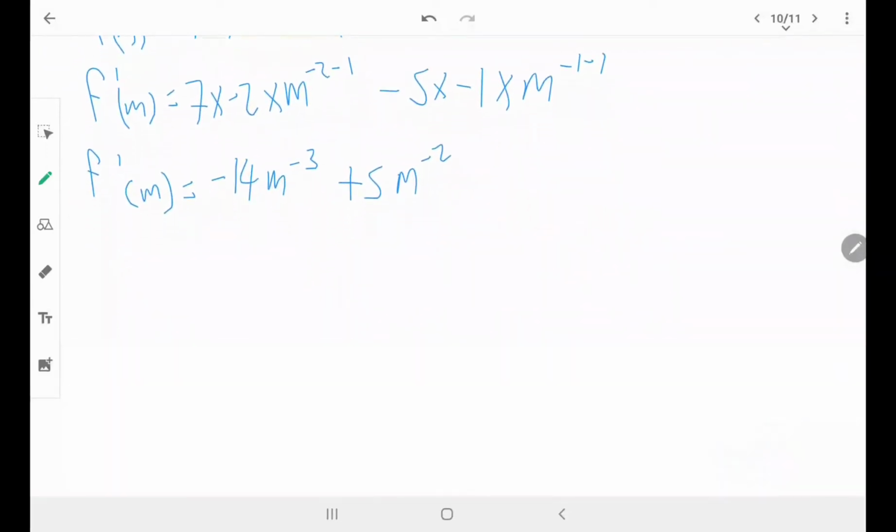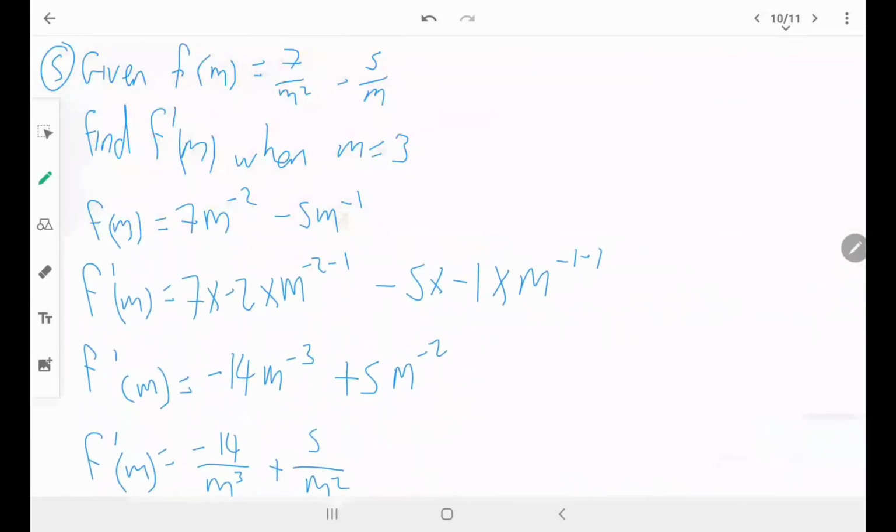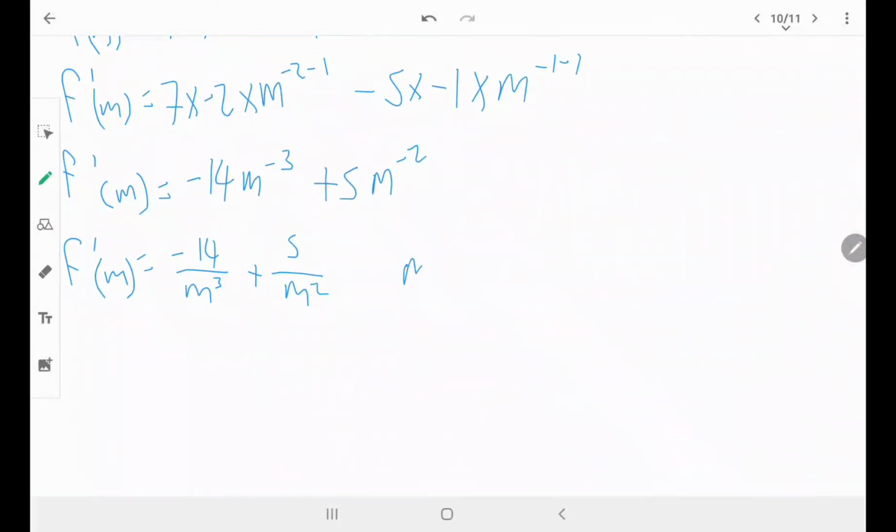Now I'm going to rewrite this as f dash of m is minus 14 over m cubed plus 5 over m squared. Now we have a little look. I've got to find it when m is 3, so m equals 3. So our f dash of m is minus 14 over, well, m cubed, so 3 cubed is 27. Plus 5 over m squared, so m squared is 9.